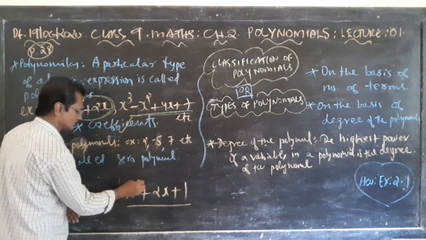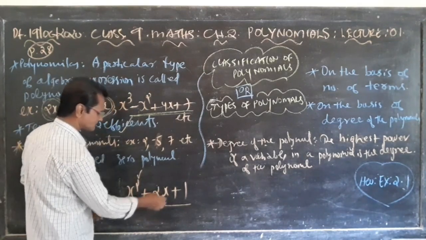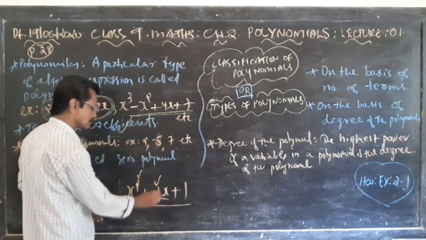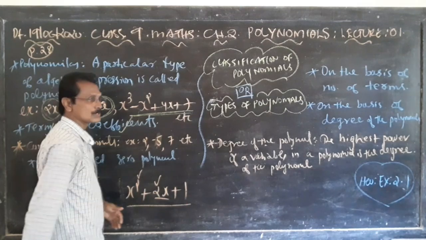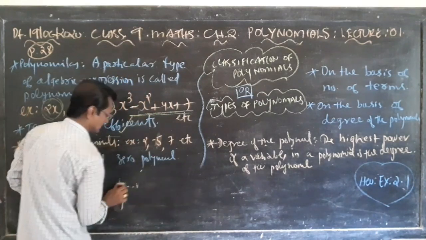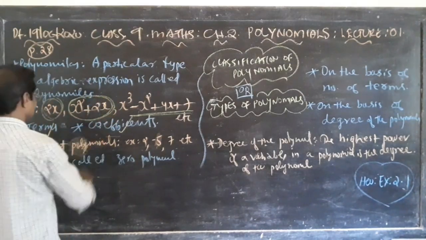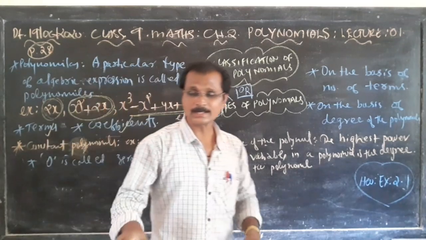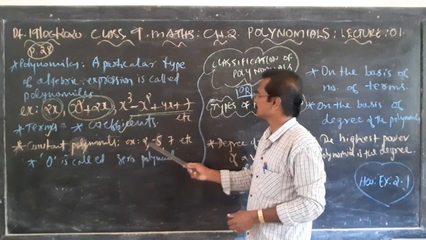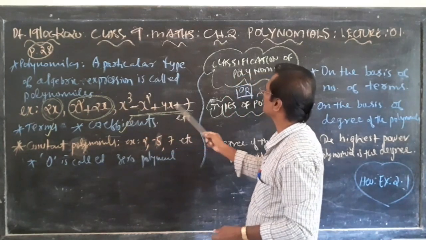Now this 2 is the degree of the term. In 2x, 2 is the coefficient, and 1 is the constant term. That is the way to find the coefficient. Now, the next point is what is a constant polynomial. Example: look here, x cube minus x squared plus 4x plus 7.